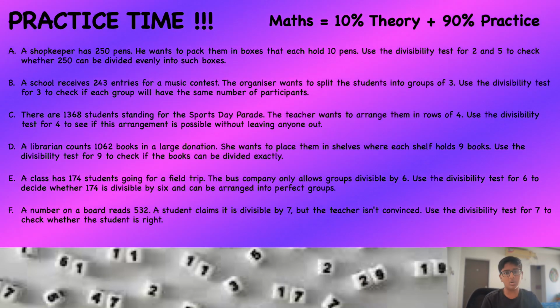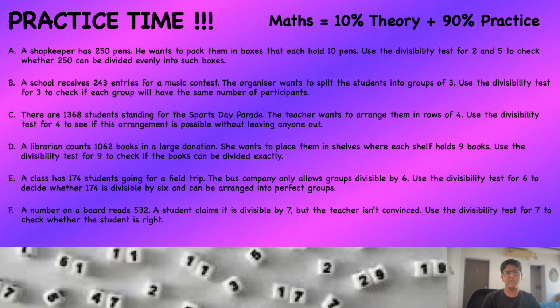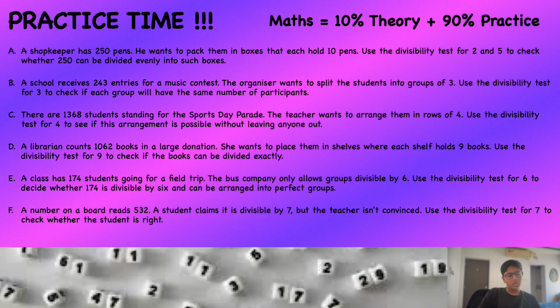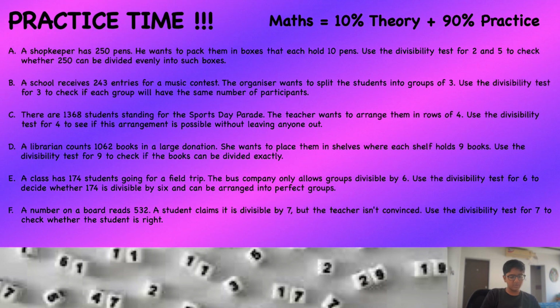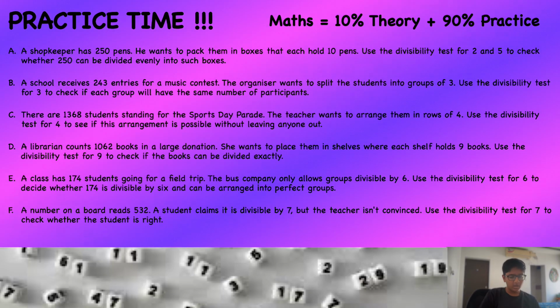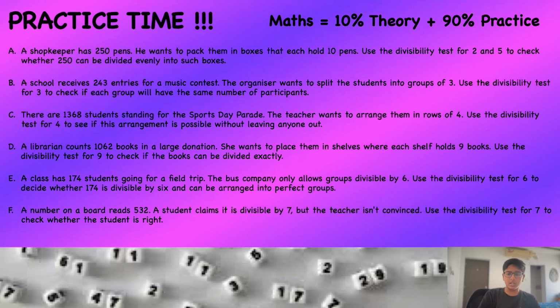Next, a number on a board reads 532. A student says it is divisible by 7. The teacher isn't convinced. Now 532: if we take 2 and double it, it becomes 4. So 53 minus 4 is 49. We know that 49 is 7 into 7. So the student is right, the teacher is wrong.